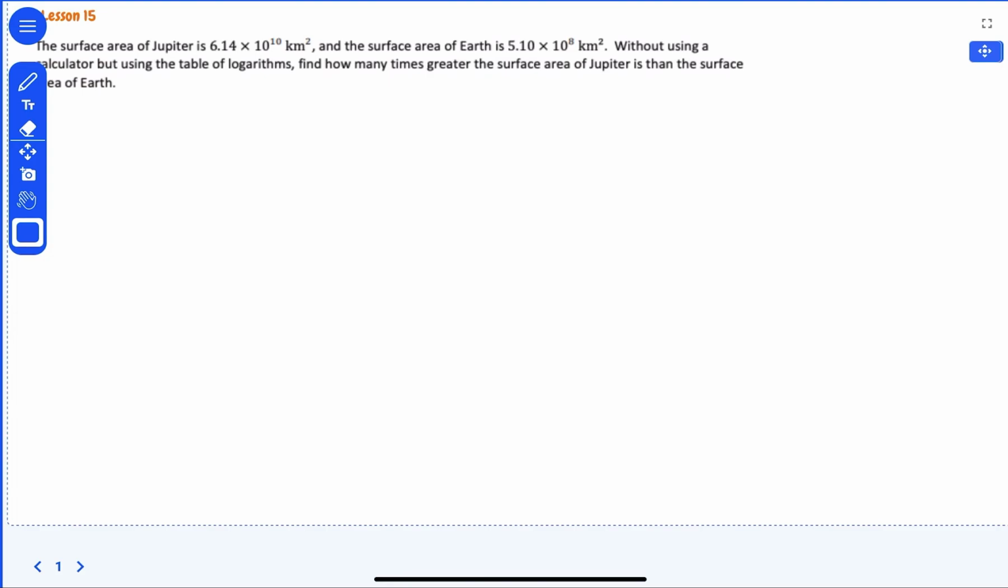Okay, so it says the surface area of Jupiter is 6.14 times 10 to the 10th kilometers squared. And the surface area of Earth is 5.10 times 10 to the 8th kilometers squared. Without using a calculator, but using the table of logarithms, find how many times greater the surface area of Jupiter is than the surface area of Earth. So, if we do that, how would we figure these? Anybody want to give me a starting point here?